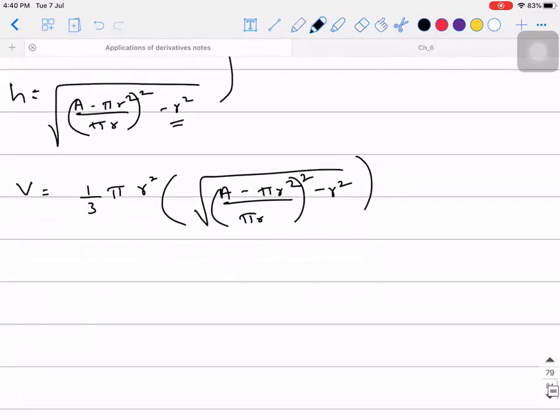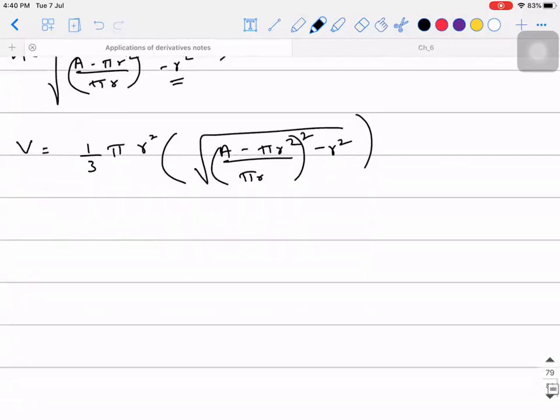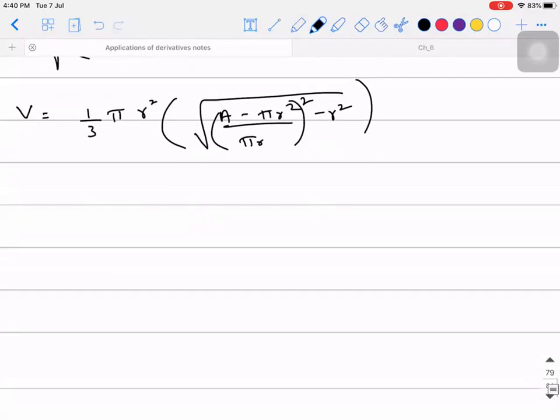Sure, without mistake, because if mistake again our time will get wasted. You're sure that there is no mistake? Okay, I'm sure. Sure, then tell me. So 1 by 3 pi R square into. I can tell you the final answer, sir. It's too long. Is it too long? It's very long.